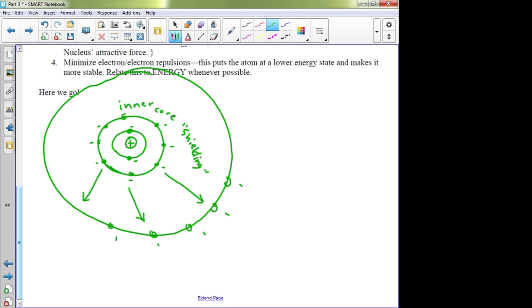Do we see why it only works as you go down the periodic table? Because as we go down, we add energy levels, which increases our electron shielding. Because the more electrons I put between the nucleus and the outer electrons, the less of that pull they're going to feel from the nucleus. We see that? We got that?